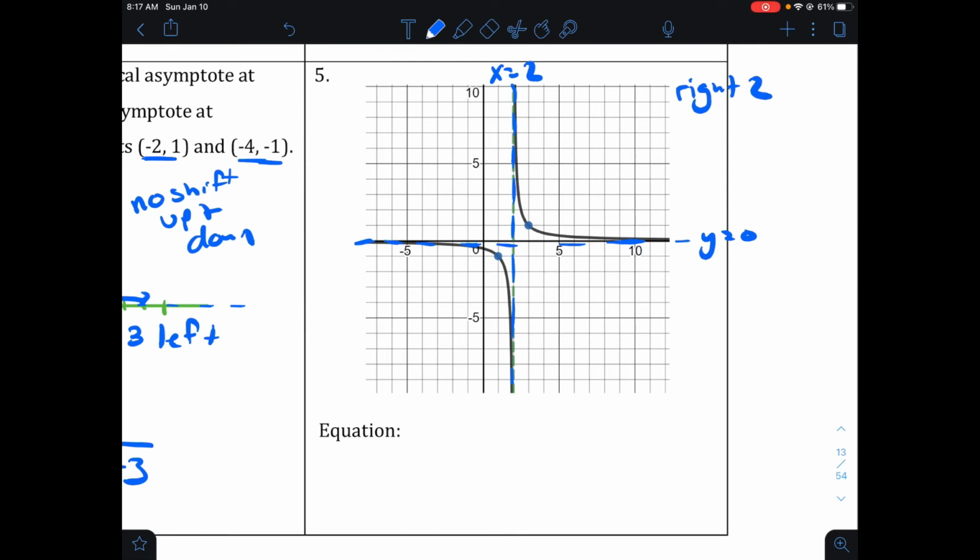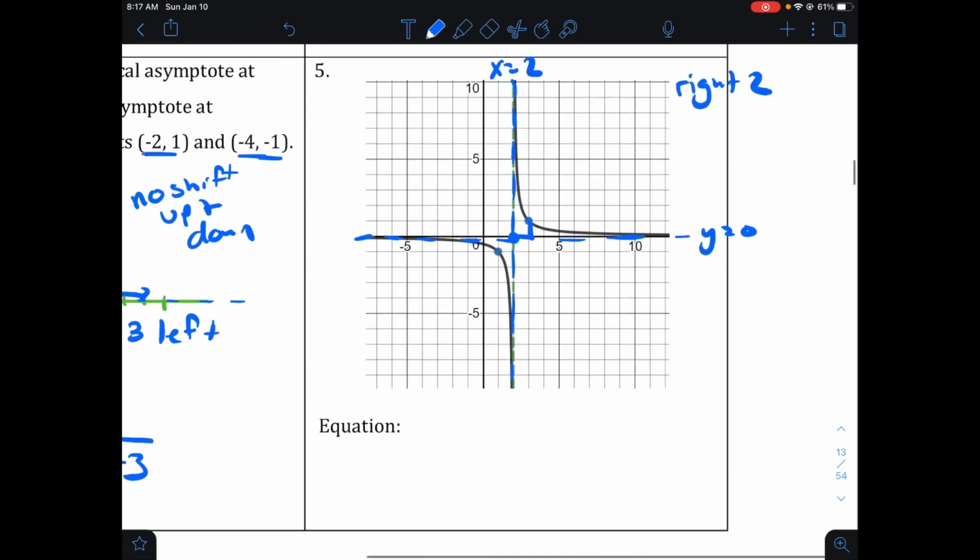Then we got to check, was there a stretch or compression? We go to the center, 1, 1, we're good. All right. So now the only transformation we have is right 2.